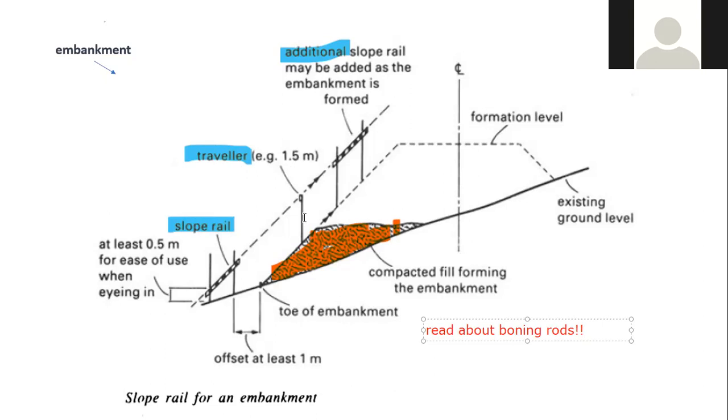So in this diagram, we can have additional slope rails. Like I said, you can have a lot of them. It depends on you, and of course the economics of whatever you are doing. Money is everything. So until we get to the formation level, how do we know we're there? We just keep going.